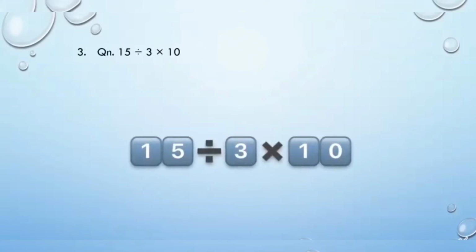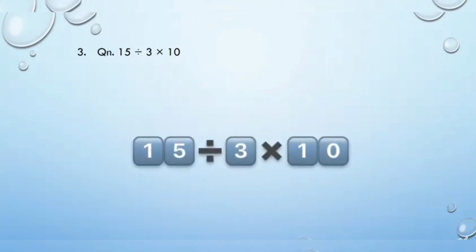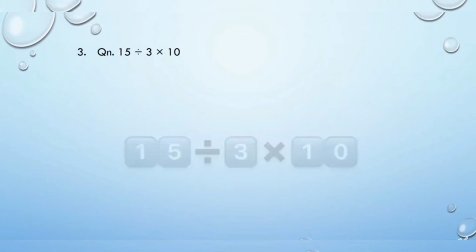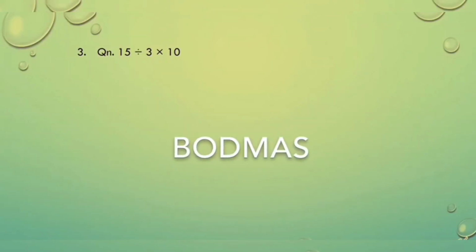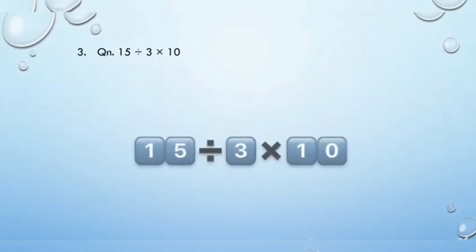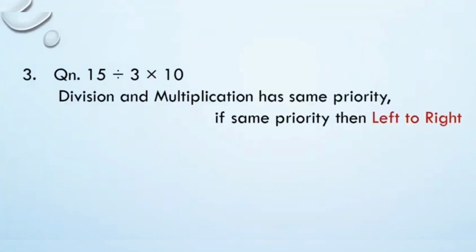Now we will see another example. 15 divided by 3 into 10. How we can do this? Here we have two operators, division and multiplication. So which one we will do first here? According to BODMAS rule, division and multiplication have the same priority. So we have to do as it comes. That is the left to right rule. First division is coming, so we can do division first, then multiply with 10. So 15 divided by 3 is 5, then 5 into 10.